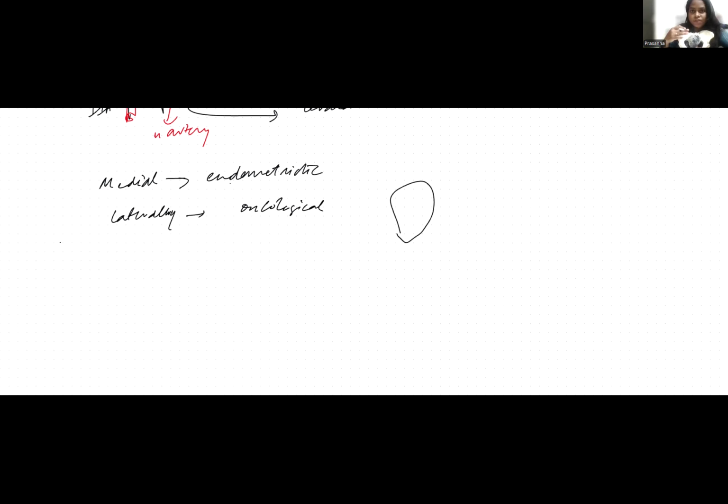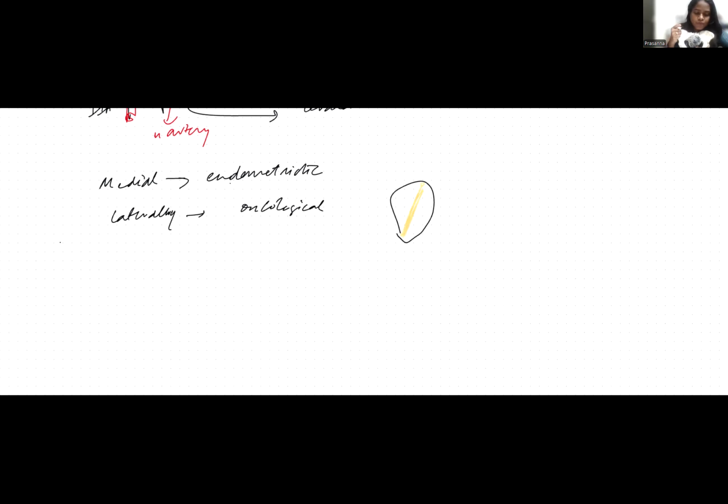Why is the medial approach important? Once you open the medial pararectal space, the incision is given just medial to the infundibulopelvic ligament. You dissect the peritoneum and enter the medial pararectal space. Once you enter, you can see the ureter. By that, you can find out whether it is medial or lateral.